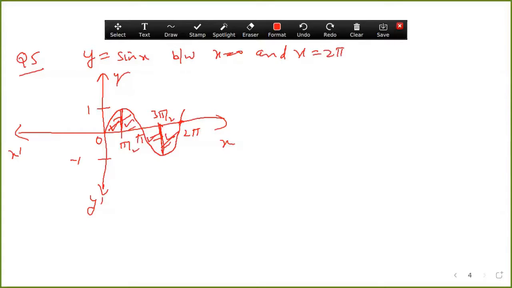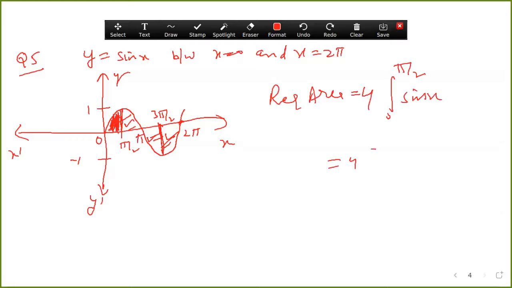If I integrate the function from 0 to pi by 2 and multiply by 4, you will get the whole area from 0 to 2 pi. The required area from 0 to pi by 2 of the function sine x, the area under the curve, you have to calculate this one and multiply it by 4. You will get the answer.